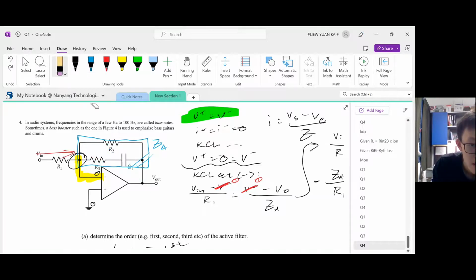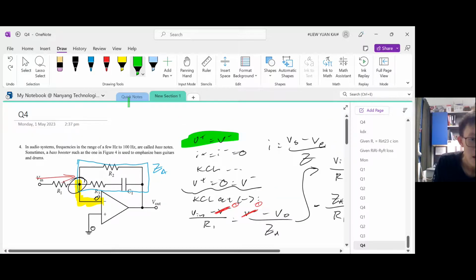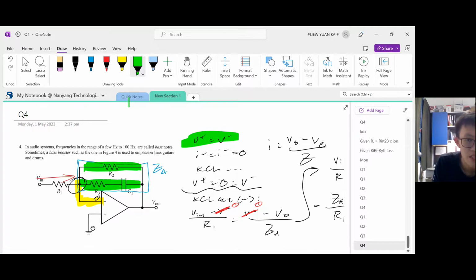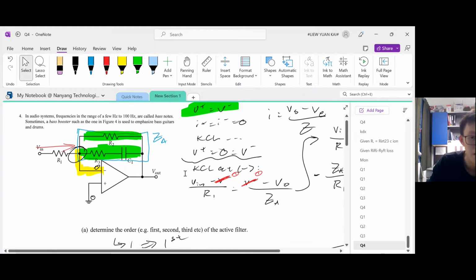Okay, so what do we have? Inside ZA, we have this resistor R3 connected in series with C1. Okay, we can establish that. So to find their total impedance, we add them up together. And then what else? We have R2 parallel to this branch of R3 and C1. Okay, so we had to add them up using the parallel formula.